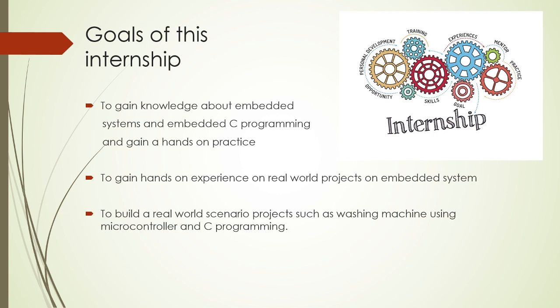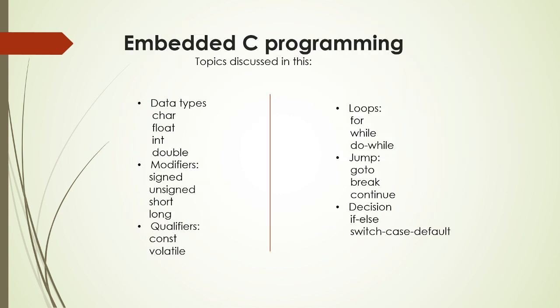What is embedded C programming? Let's discuss embedded C programming. Embedded C programming is a simple version of the C programming language, and it is used to program small electronic devices like washing machines, remote controls, and sensors. It helps control hardware by writing code that tells the device what to do, and it's fast, efficient, and works well with microcontrollers and embedded systems.